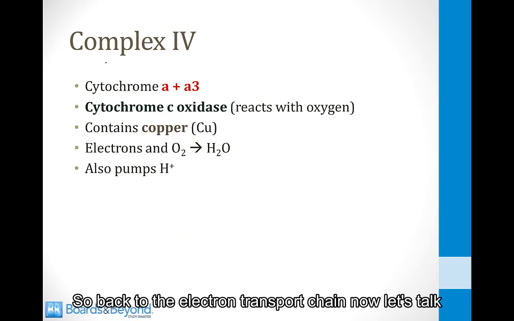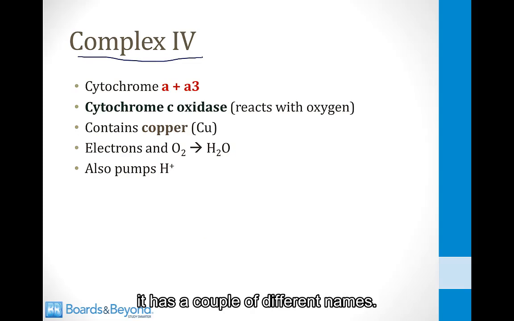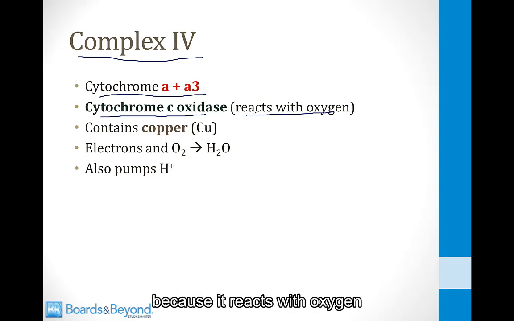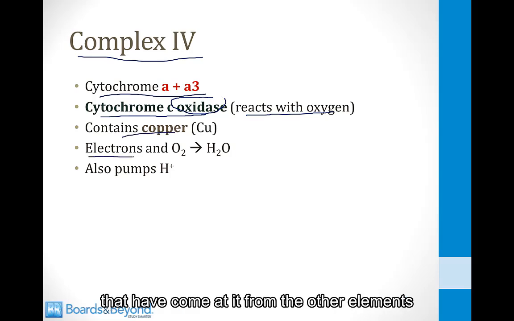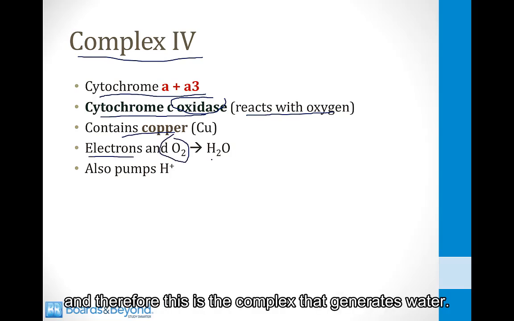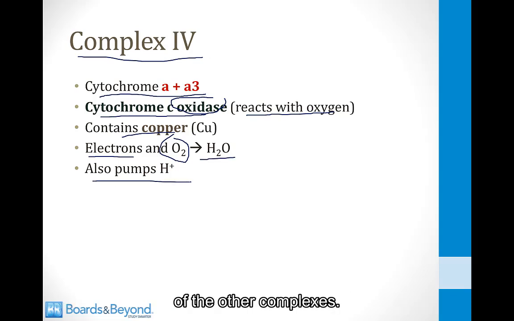So back to the electron transport chain, now let's talk about complex 4. Just like all the other complexes, it has a couple of different names. It's sometimes called cytochrome A plus A3. It's also sometimes called cytochrome C oxidase because it reacts with oxygen and therefore oxidizes cytochrome C. This complex contains copper, and it combines the electrons that have come at it from the other elements of the electron transport chain with oxygen, and therefore this is the complex that generates water. It also pumps hydrogen ions into the intermembrane space just like some of the other complexes.